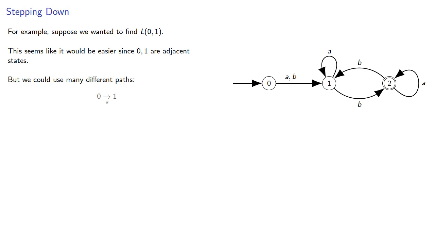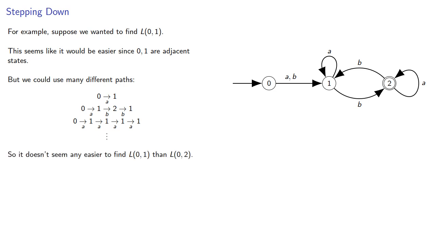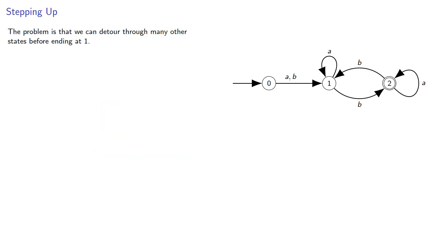For example, we could go from 0 directly to 1 using the symbol A, or from 0 to 1 to 2 back to 1 using the string A, B, B, or from 0 to 1 to 1 to 1 to 1 using a repeated string of A's, and so on. So it doesn't seem to be any easier to find L_{0,1} than to find L_{0,2}. So the problem is that we can detour, take the scenic route, through many other states before ending at 1.